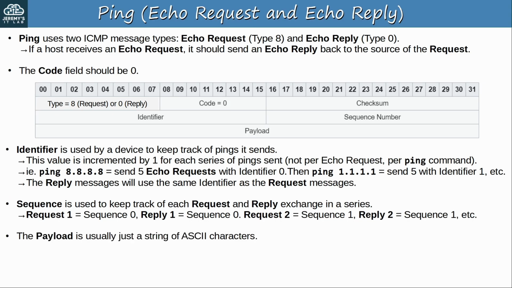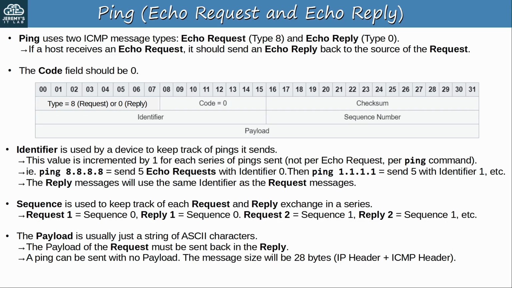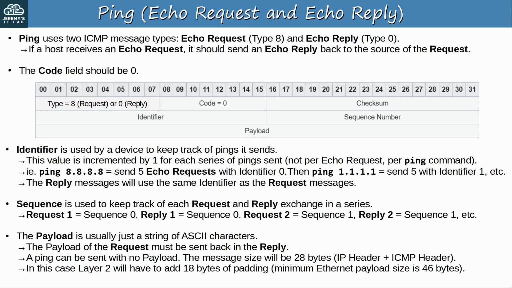Then, the payload, as I mentioned before, is usually just a string of ASCII characters with no particular meaning. However, the payload of the request must be sent back in the reply. It must be the same payload. But a ping can be sent with no payload. Then the message size will be 28 bytes, 20 for the IP header, and 8 for the ICMP header. In this case, layer 2 will have to add 18 bytes of padding, because the minimum Ethernet payload size is 46 bytes.